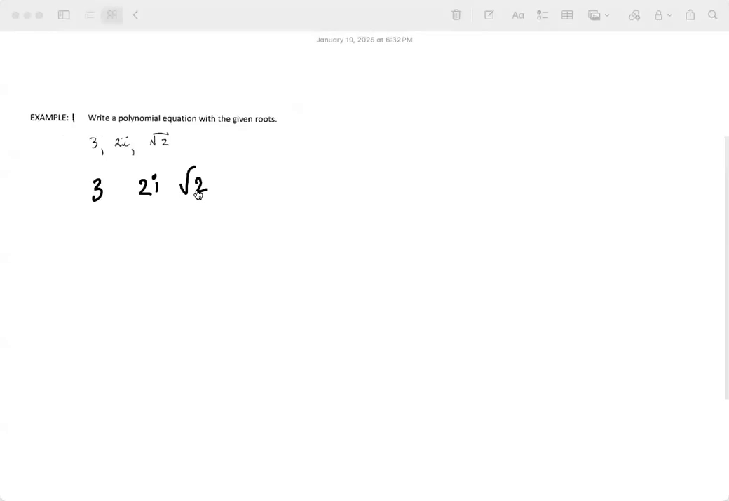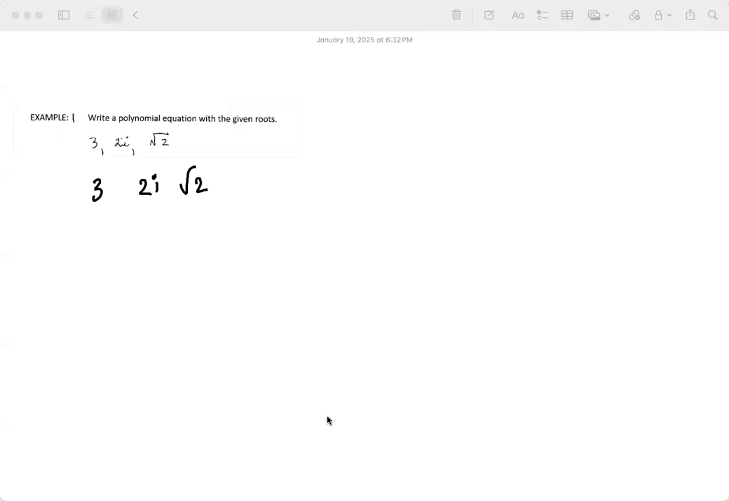Why should it be a 5? Because if these are the roots, then when you put it in the equation, you have to do x minus 3, and then x minus 2i and x plus 2i, and then x minus square root of 2 and x plus square root of 2. Good job. Go ahead now.